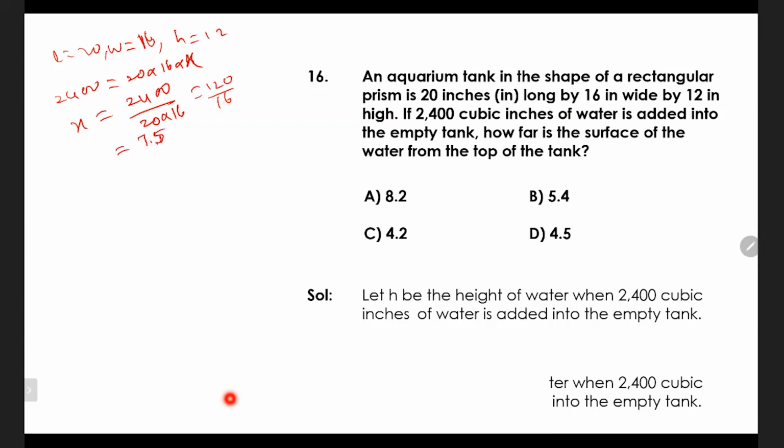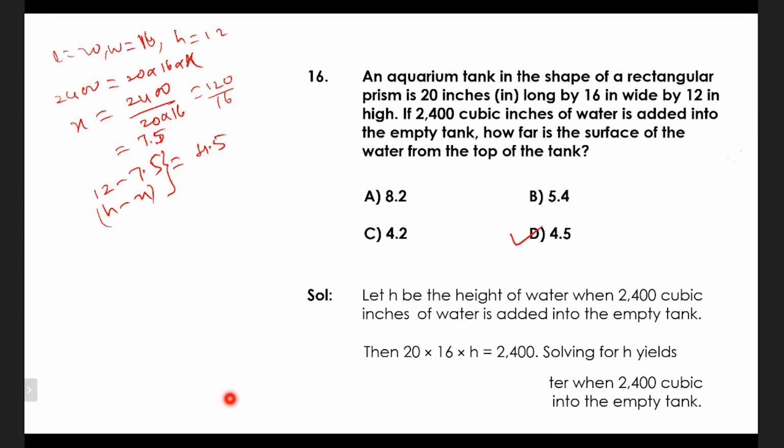30 by 4 is 7.5. Now what is the actual height? 12 minus 7.5. So that is h minus x. That is equal to 4.5. So answer is D, 4.5. Please note it fast, quick. Please note it fast, children.